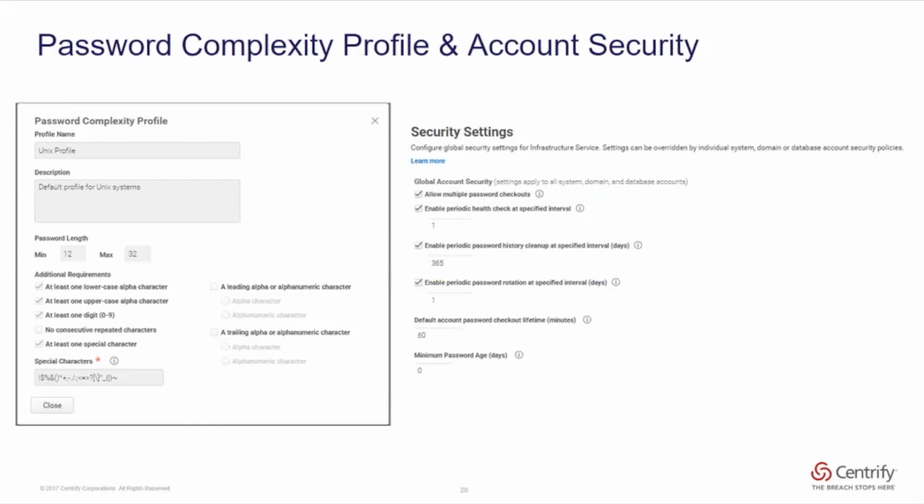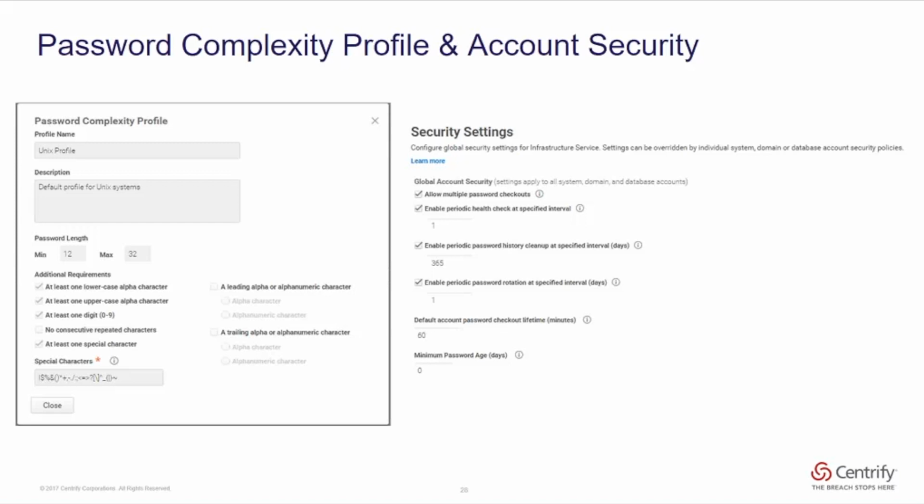Here's an example, as mentioned in the previous slide, of a password complexity profile. Here is an example on the left-hand side of a Unix profile. As you can see, we give our administrators the option to set the password length, minimum and maximum, and whether there are any special requirements such as digits, special characters, etc. We have a profile for each type of account. Here you see a Unix profile. You can also have one for Windows, one specifically for Red Hat, one specifically for whichever your choice is.